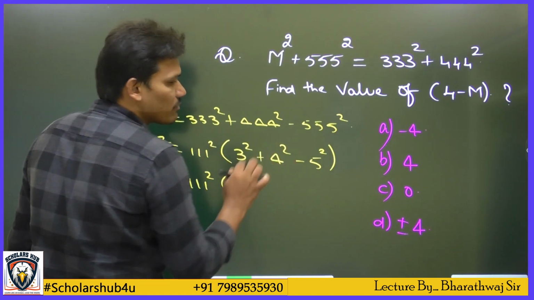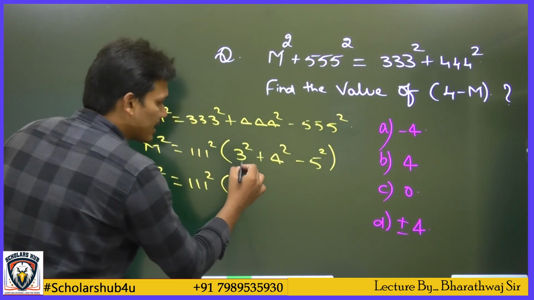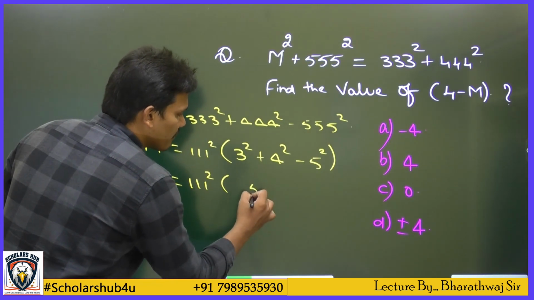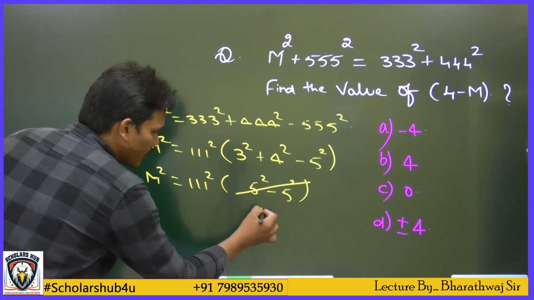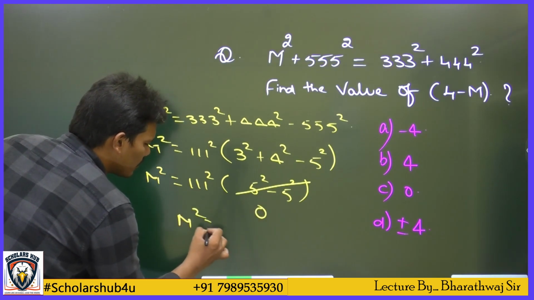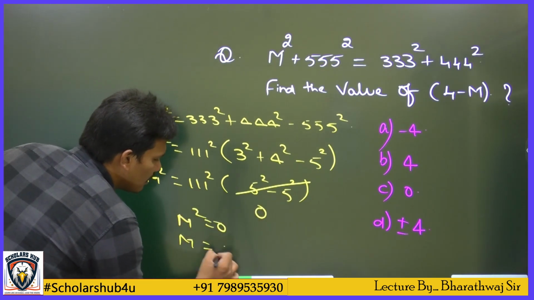So the 3² + 4² value is equal to 5². We can replace this with 5², so 5² − 5². So you are going to get 0 here. So the m² value is equal to 0. Then the m value is equal to 0.